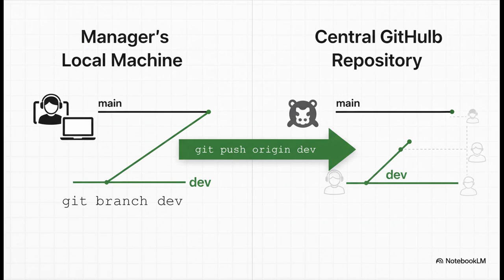So, now that we have our strategy, the manager makes it official. They create that dev branch on their computer and then push it up to GitHub. And just like that, the shared workspace is born. This is the place where all the different pieces of the puzzle will eventually come together.